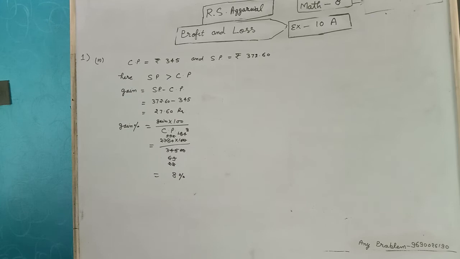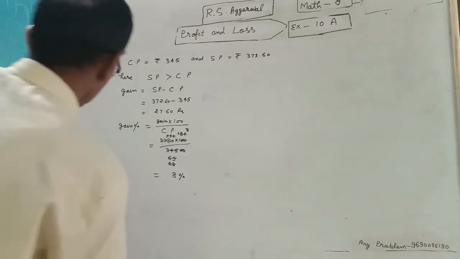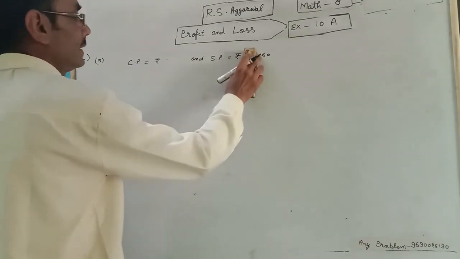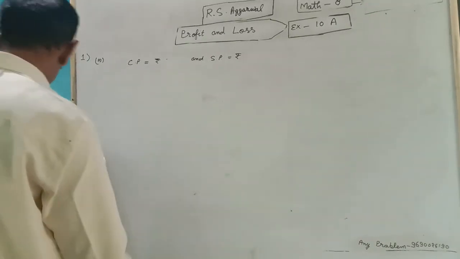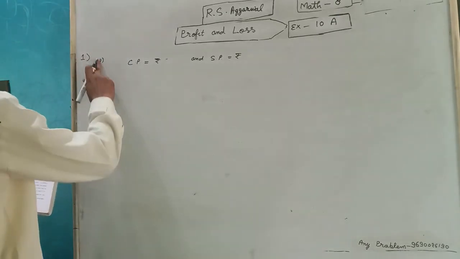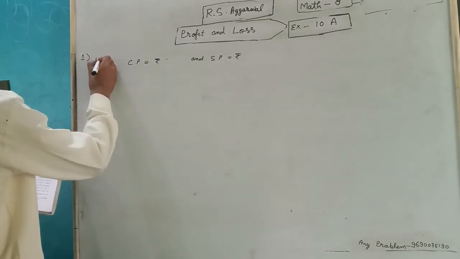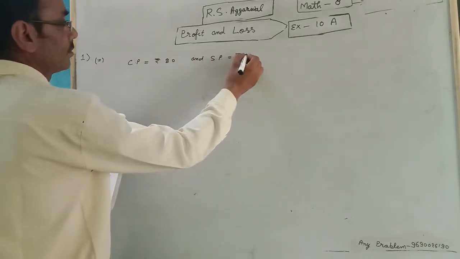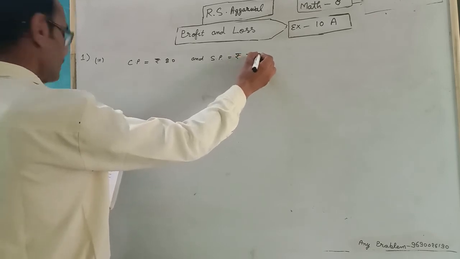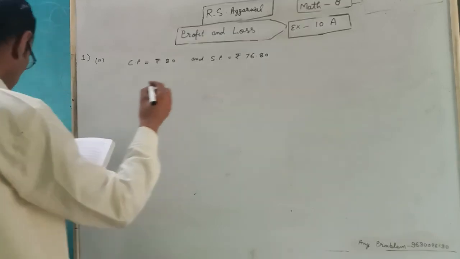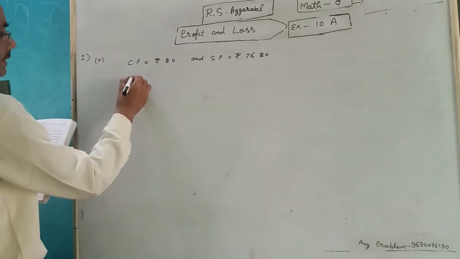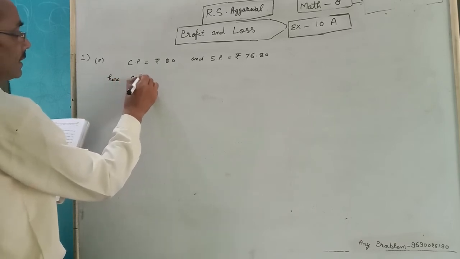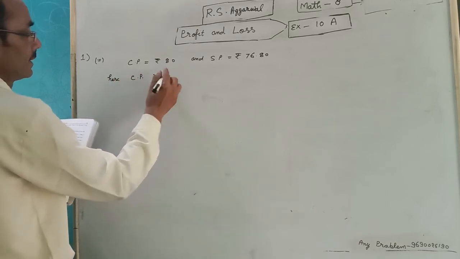Third part is complete. Fourth part is CP is equal to 80 and SP is equal to 76.80. CP is greater than SP.